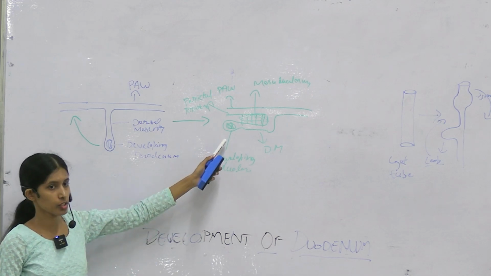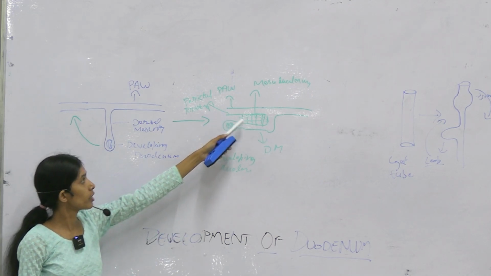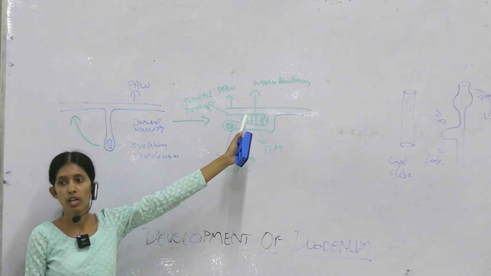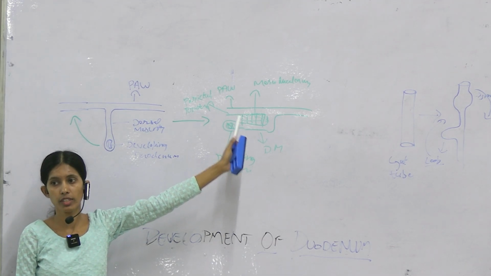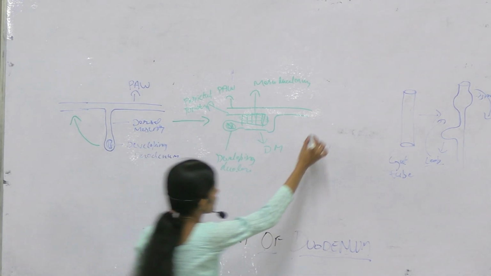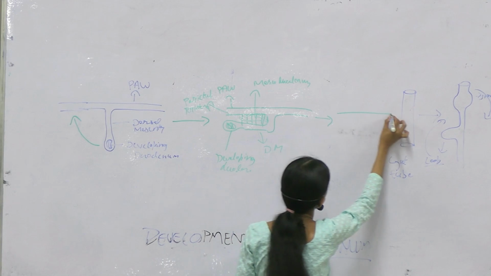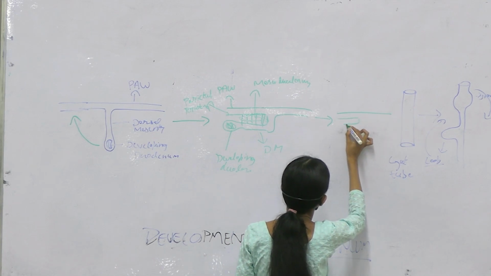So after the rotation, your parietal peritoneum and mesoduodenum will fuse together and it will disappear. Okay. Once the disappearance happens, this is how your embryo will look.